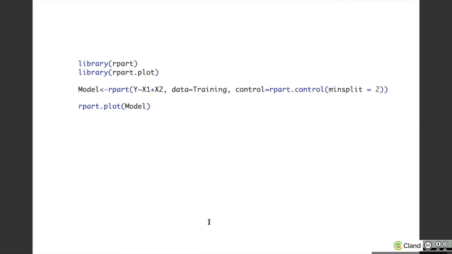To build a tree in order to predict y as a function of x1 and x2, we use the library rpart. And then I will display graphically the fitted tree using the library rpart.plot. The syntax is quite simple. You write rpart, you write this equation, which is a similar expression as those used in linear regression. You give the name of the data set, and you can set the value of some hyperparameters that I will explain later. And once you have fitted the tree, you can display graphically the results.